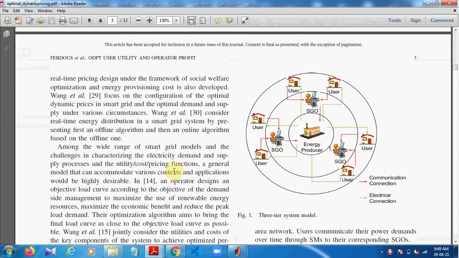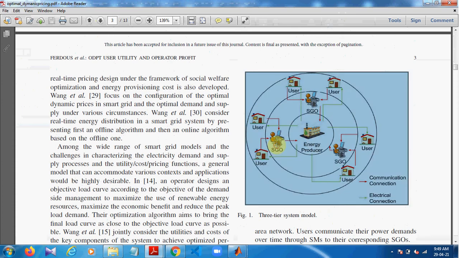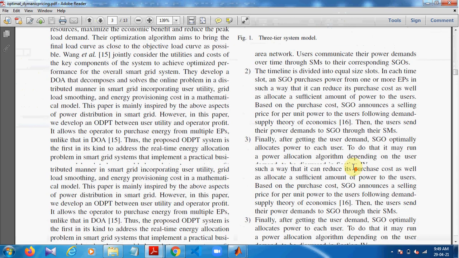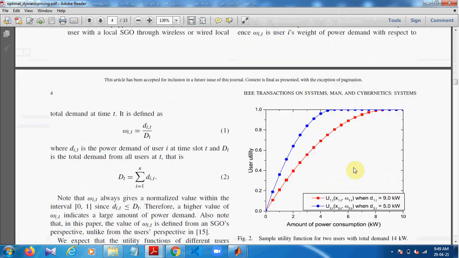This is the main three-tier architecture system for our project. At the core, the energy producer will produce the energy. The SGO, that is the operator, will purchase the energy from the energy producer, and then it will be provided to the user, that is the third tier. There are two lines presented: electrical communication and formal data communication. The user will send the demand to the SGO. The SGO will purchase the energy from the energy producer as per the demand, and it will be supplied to the user. This is how it works. In this three-tier architecture, there are various utilities and so on.